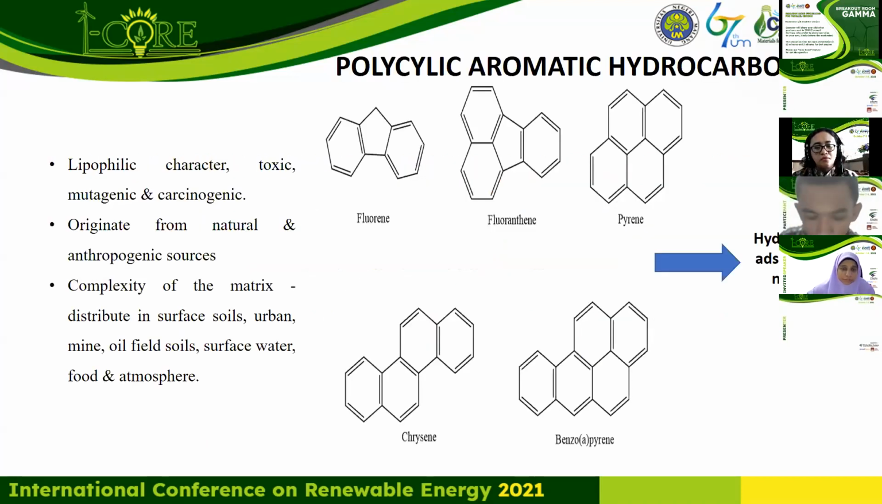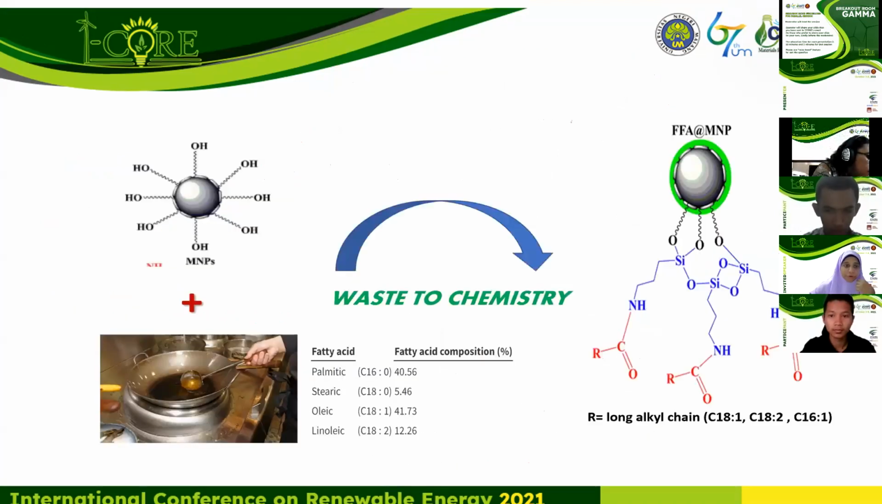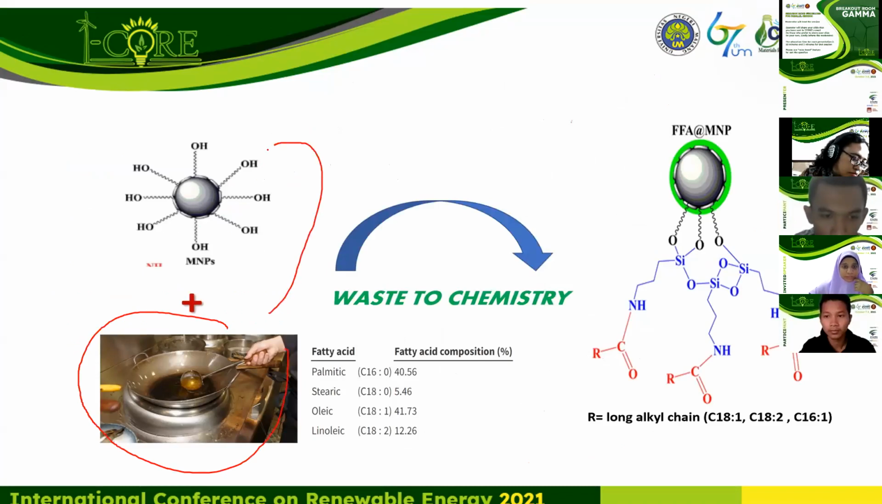So this is why we choose polycyclic aromatic hydrocarbons, because they are toxic, mutagenic, and carcinogenic. Based on this structure, for the chemists, you will know that this is a lipophilic character. When it is a lipophilic character, we need a hydrophobic absorbent. So a hydrophobic solid phase is needed for this type of category. Therefore, we would like to introduce waste cooking oil to magnetic nanoparticles, the waste-to-chemistry concept.